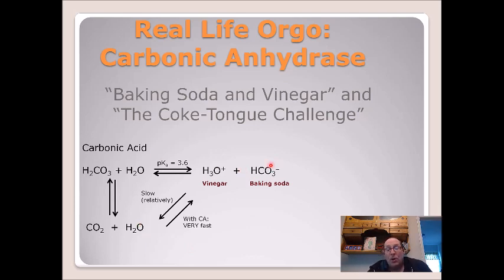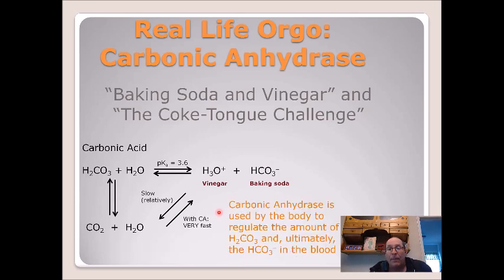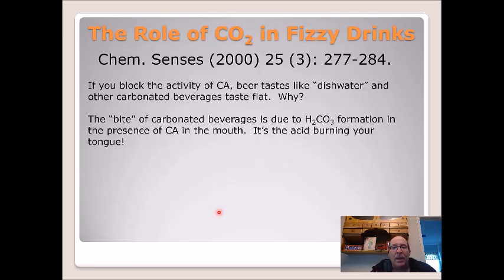This reaction in the presence of carbonic anhydrase, carbon dioxide with water, leading to the formation of hydronium ion and baking soda, your body uses all the time in order to regulate the pH of the blood. This is how it keeps the pH of the blood in the right place using this reaction, and it's all based on the fact that we can use carbonic anhydrase as a catalyst. So, in summary, carbonic anhydrase is used by the body to regulate the amount of carbonic acid, and ultimately, because carbonic acid dissociates into hydronium ion and bicarbonate, it controls your amount of bicarbonate in your blood. So carbonic acid is very key for that whole thing.